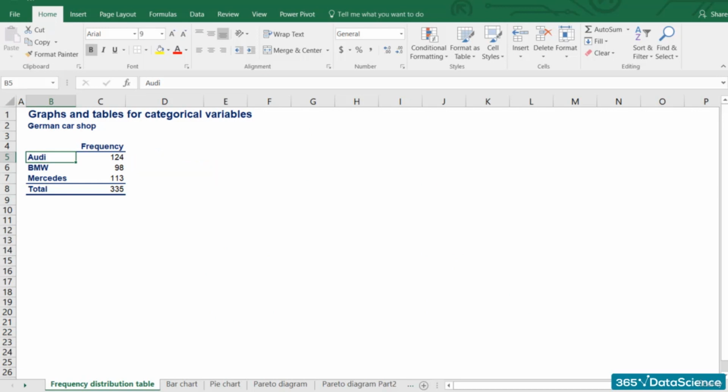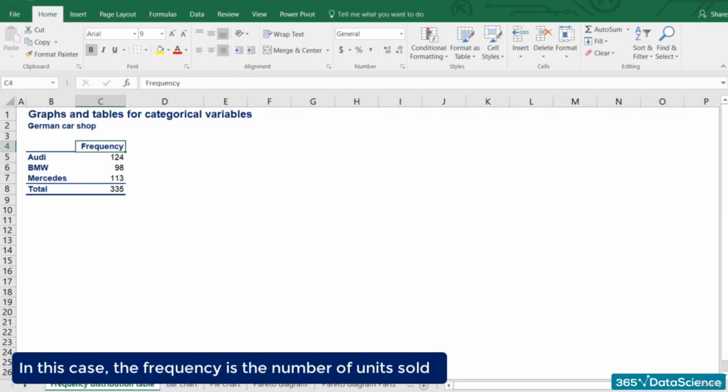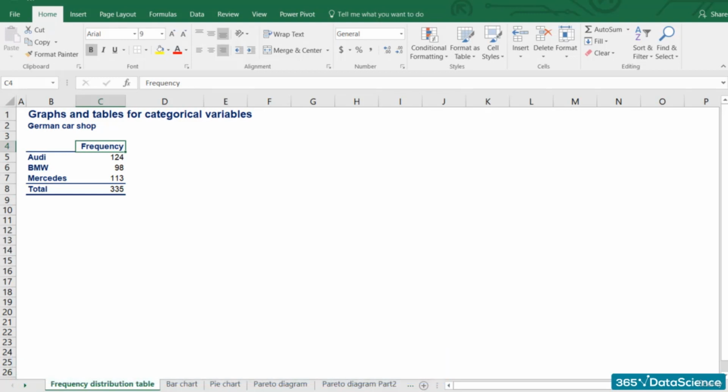Imagine you own a car shop and you sell only German cars. The table below shows the categories of cars: Audi, BMW, and Mercedes, and their frequency, or in plain English, the number of units sold. By organizing your data in this way, you can compare the different brands and see that Audi has been sold the most. So, that is a frequency distribution table.